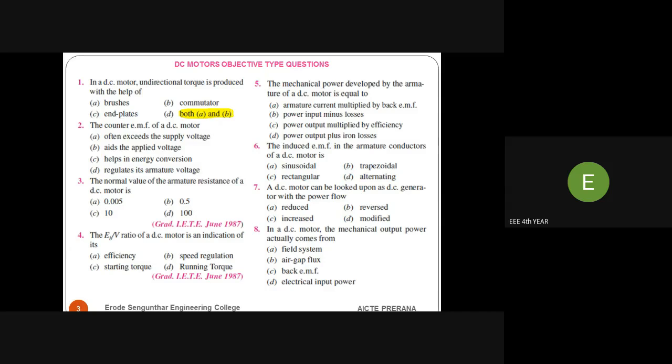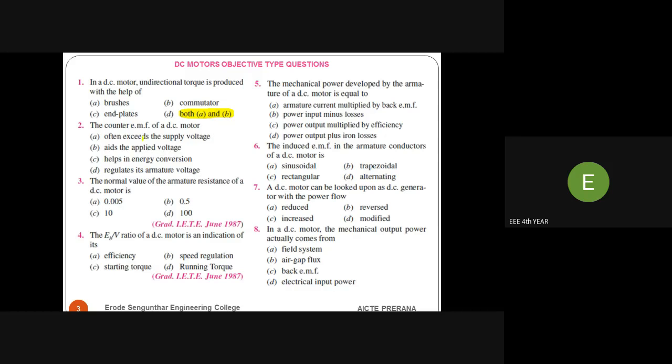The second question, the counter EMF. So counter EMF means back EMF. The counter EMF of a DC motor. Option A, often exceeds the supply voltage. Option B, aids the applied voltage. Option C, helps in energy conversion. Option D, regulates its armature voltage.